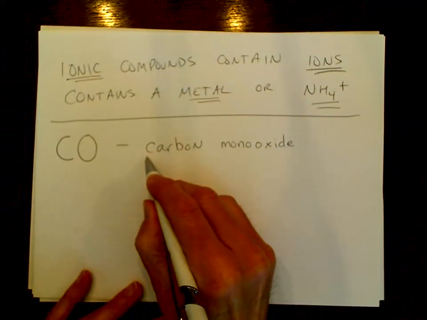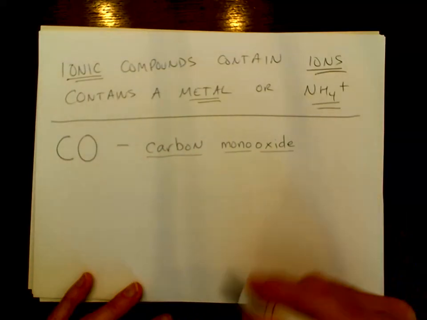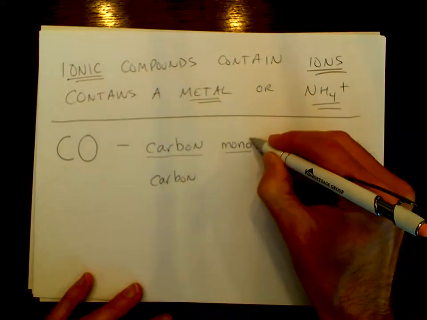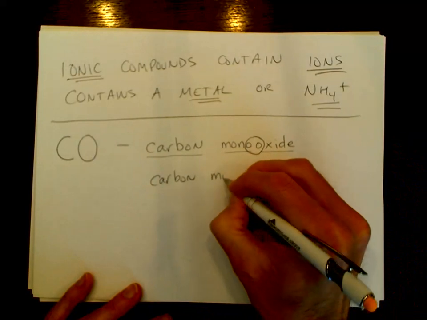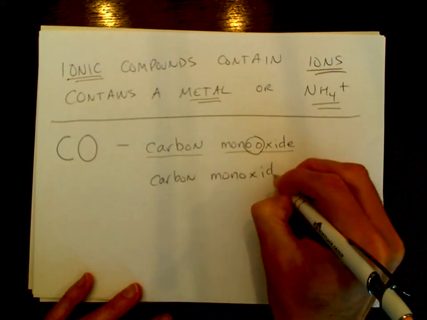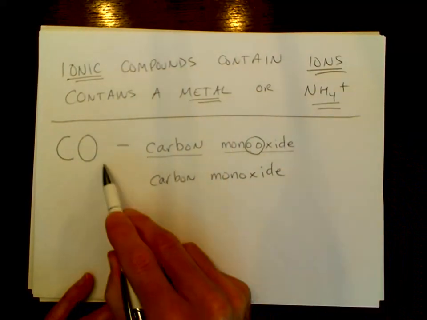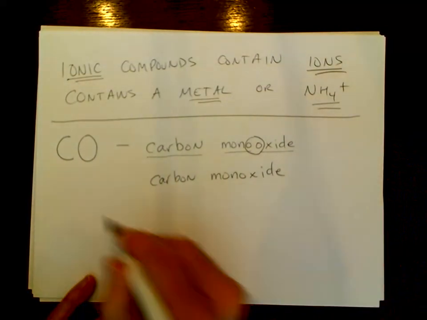Now, in this case, you might say the name is carbon monooxide, but what we really do is if there's two O's like this together, we drop one of them. And so instead of calling this compound carbon monooxide, we just call it carbon monoxide. It just rolls off the tongue a little bit better. So that's how we name this one.